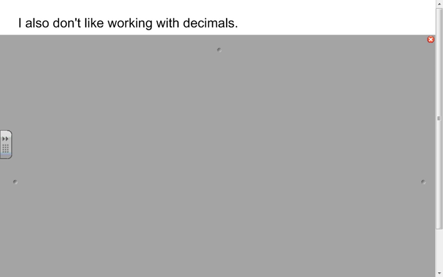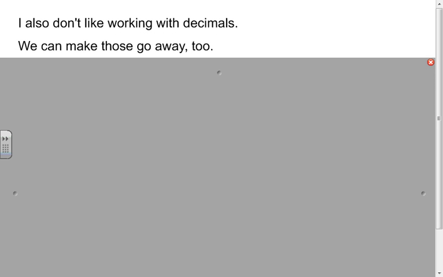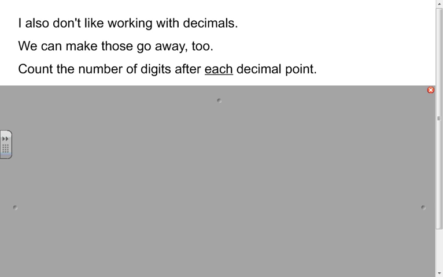I don't like working with decimals either. It would be nice if we can make those go away, and we can, doing something similar. Here's the steps for getting rid of decimals. Count the number of digits after each decimal point. Okay, we'll do an example to make sure you understand these.